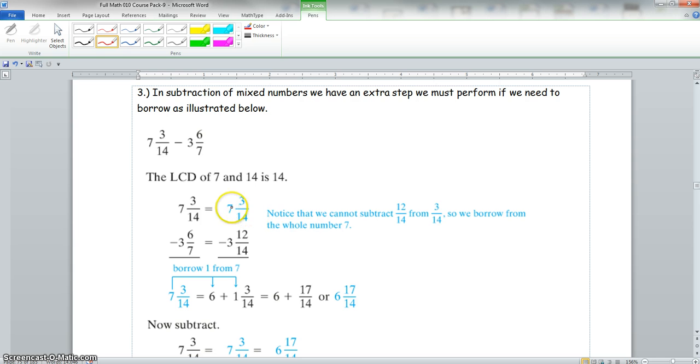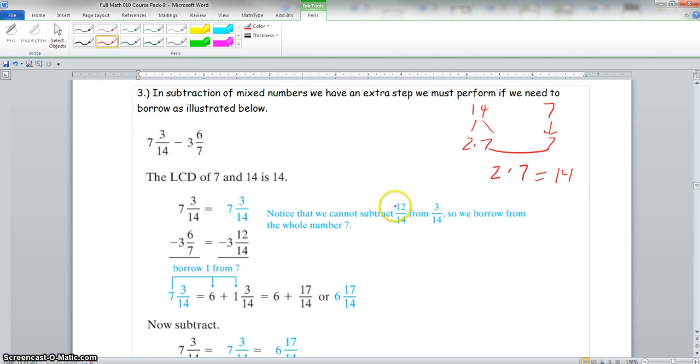Now, let's take a look here. It says in subtraction of mixed numbers, we have an extra step we must perform if we need to borrow, as illustrated below. We have 7 and 3 14ths minus 3 and 6 sevenths. Now, what we have here is we need to find the prime factorization of 14 and 7. We have 2 and 7, and we also have 7. They do not have 2 in common, so we write the 2 down. And they both have a 7 in common, so we only bring down 1 7. So our denominator, our LCD, or our least common denominator, is 14.